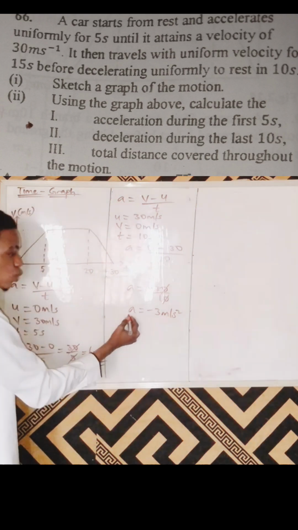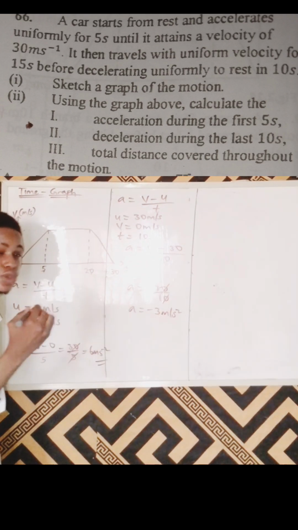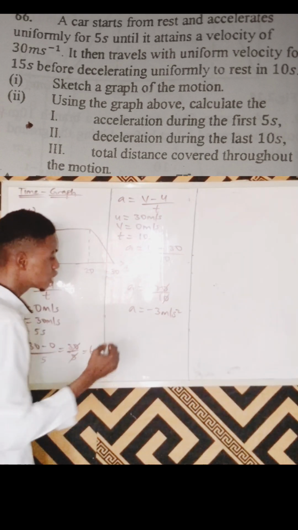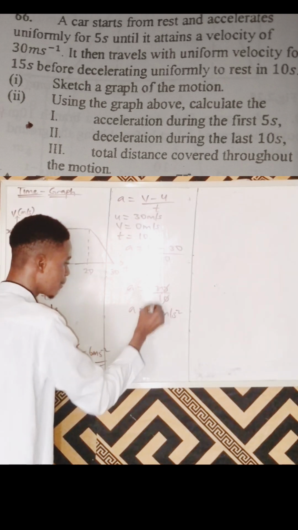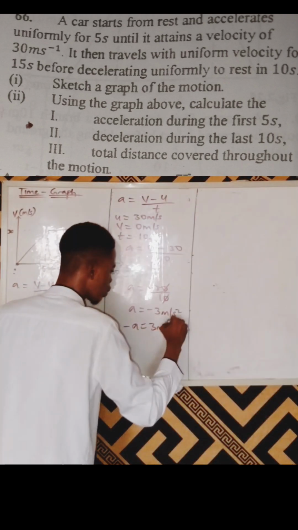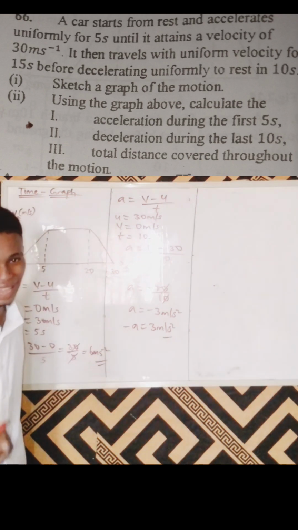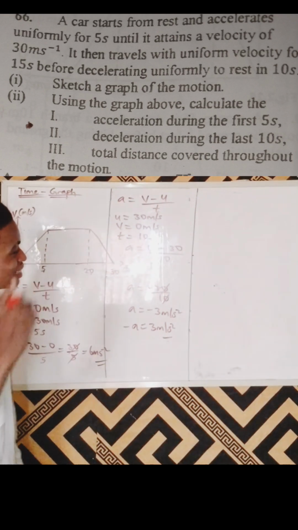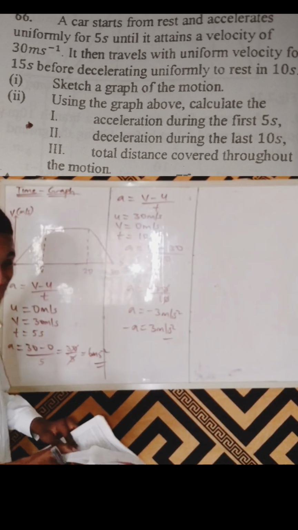So the acceleration is minus 3 meters per second squared. But they have to find what? Deceleration. So if it's deceleration, I'm going to have the minus sign. So minus a is equal to 3 meters per second squared. Acceleration is a. Deceleration is minus a. Take note of that. You can see that it's very, very simple.